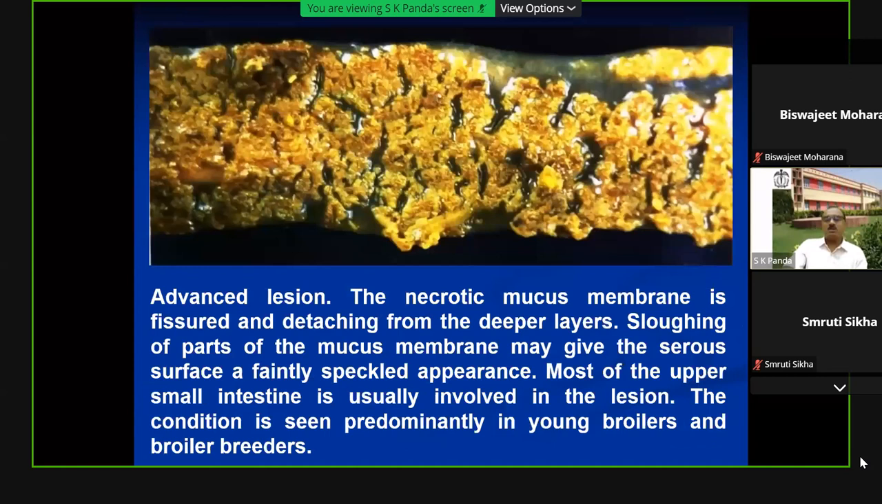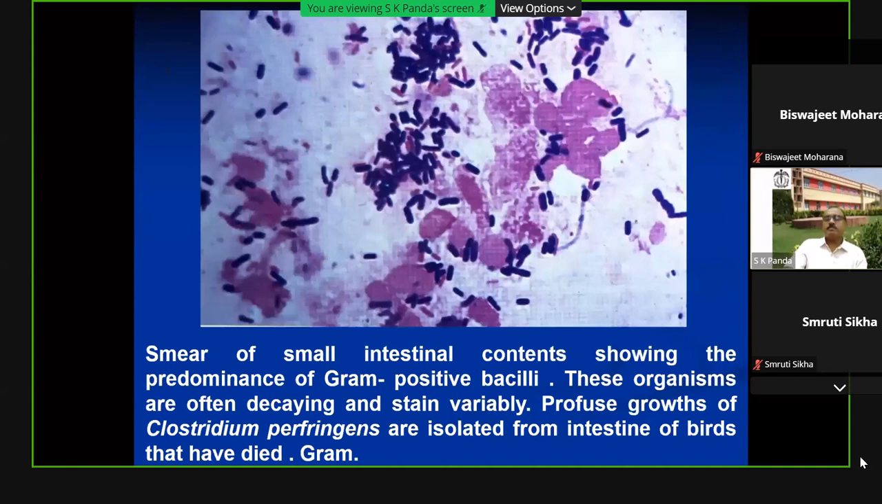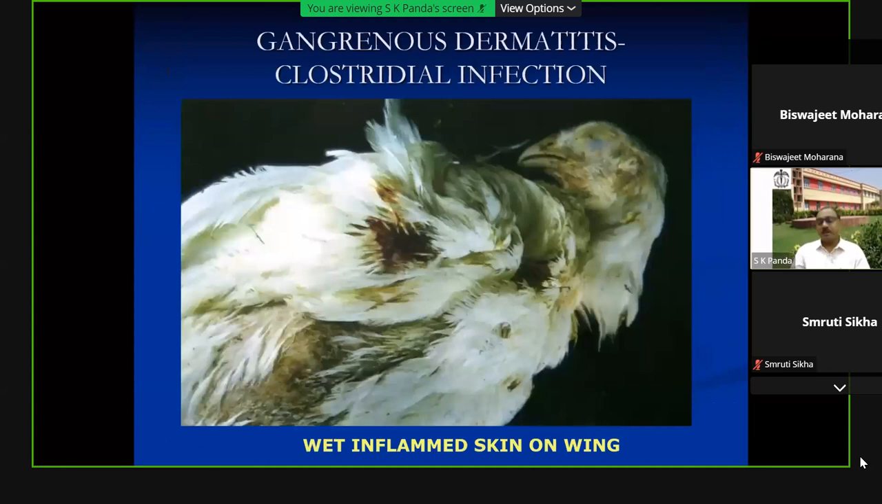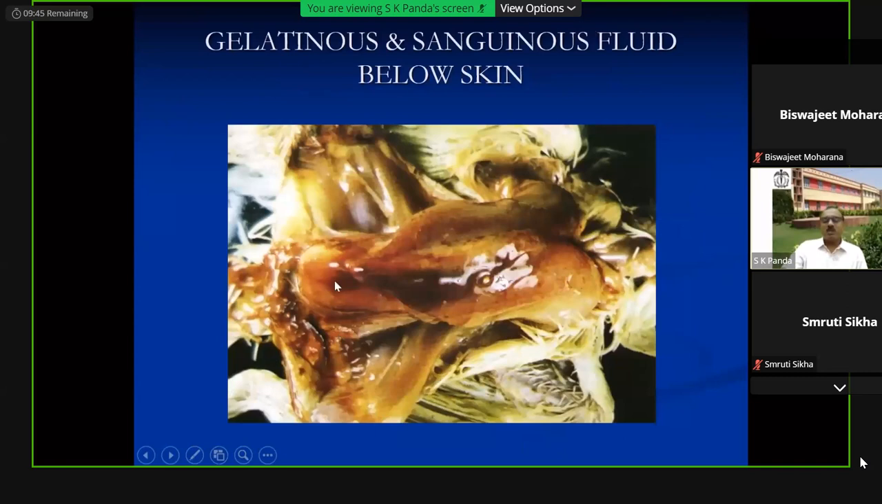And another is limber neck. But most important is, again, we consider it a counterpart of BQ in case of birds: gangrenous dermatitis. Lots of birds will die simply due to gangrene. Clostridia will cause such severe fatal changes; you will find gangrene in the wings, wet inflamed skin on the wings. Sometimes you will find gelatinous and sanguineous fluid below the skin. You remove the skin and see the skeletal muscle. Just over the muscle, you will find some serosanguineous gelatinous fluid. In BQ, you find muscle hemorrhage in animals. Similarly, you find gangrene in the skin, and it also extends up to the muscle, subcutaneous region. So these are all about Clostridia.